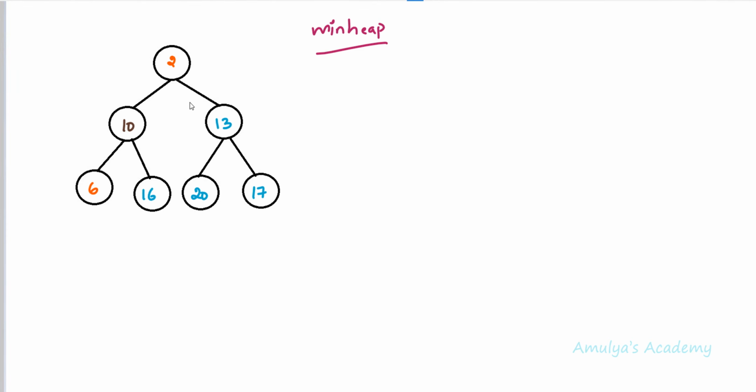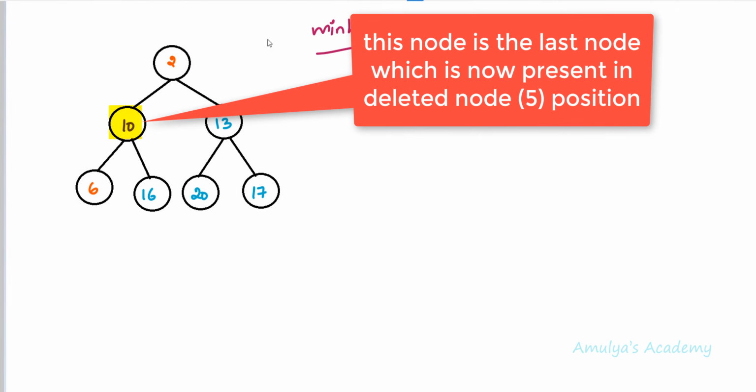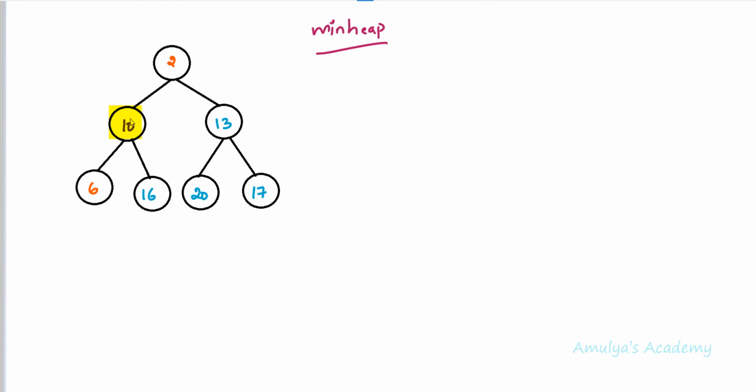Now what we need to do, we need to check for the heap property, whether it is following the heap property or not. That's why I'll compare this key with its parent key. We'll check whether this node is following the heap property. Here it is yes. It is a min heap, and here 2 is smaller than 10. So this is following the min heap.